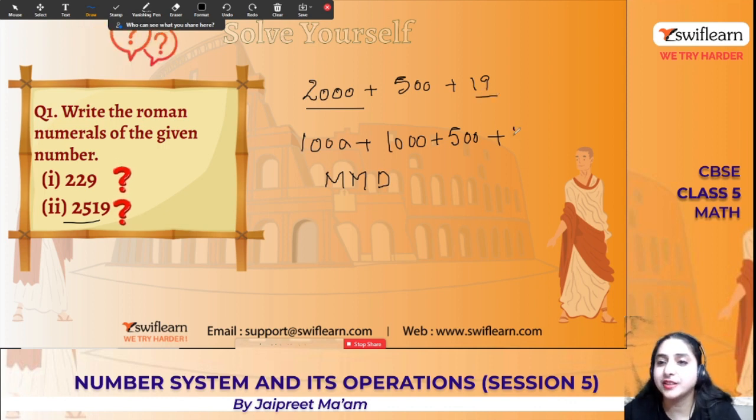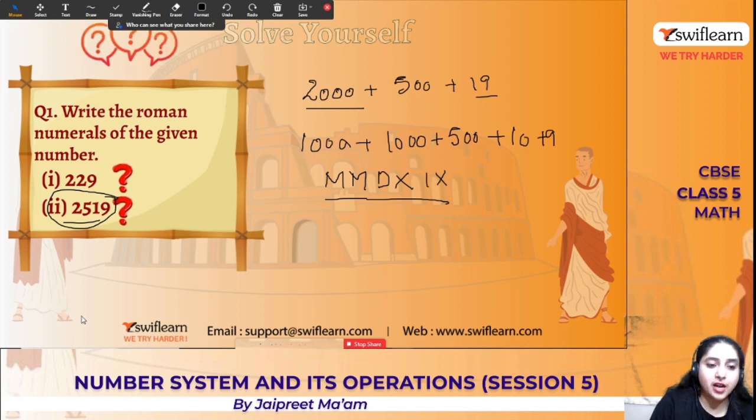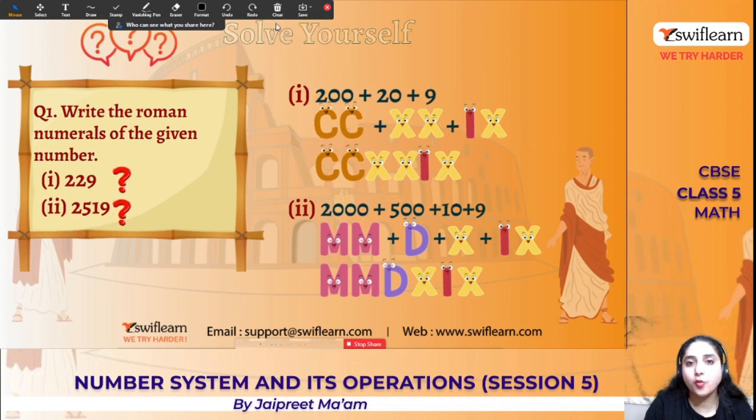Okay, so to make it easy, we will write like this. 10 is written as X and 9 is written as IX. So we can write 2519 as MMDXIX. Let's check our answers. Yeah, so this is how we can solve it.